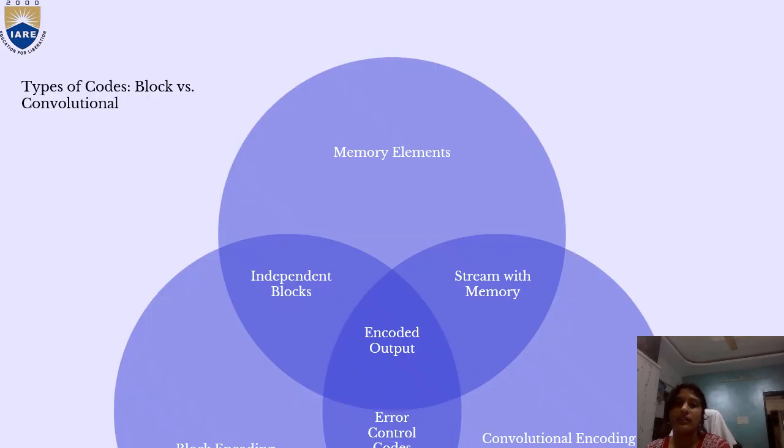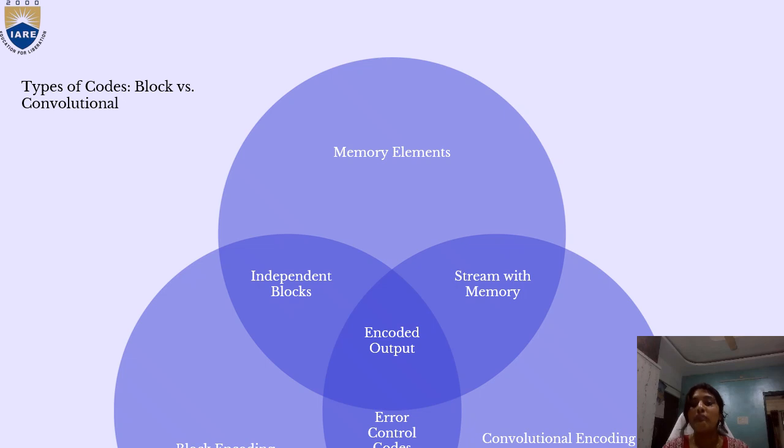Types of codes: block versus convolutional. Error control codes can be broadly categorized as block codes or convolutional codes. Block codes divide data into fixed-size blocks and each block is encoded independently. Examples include Hamming codes or Reed-Solomon codes. These are usually used in storage systems.